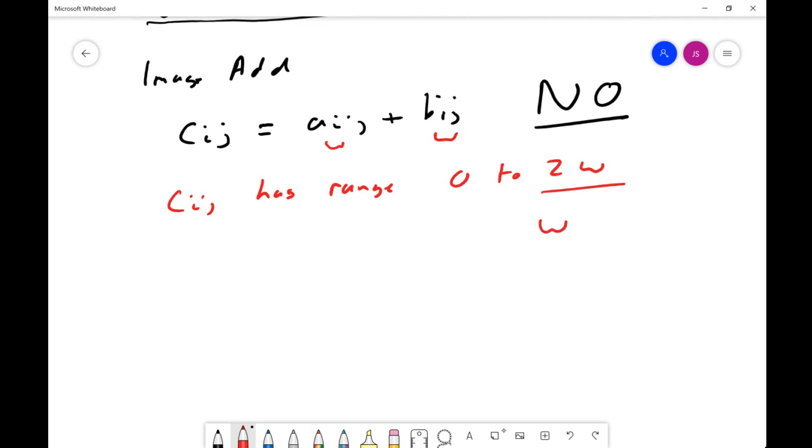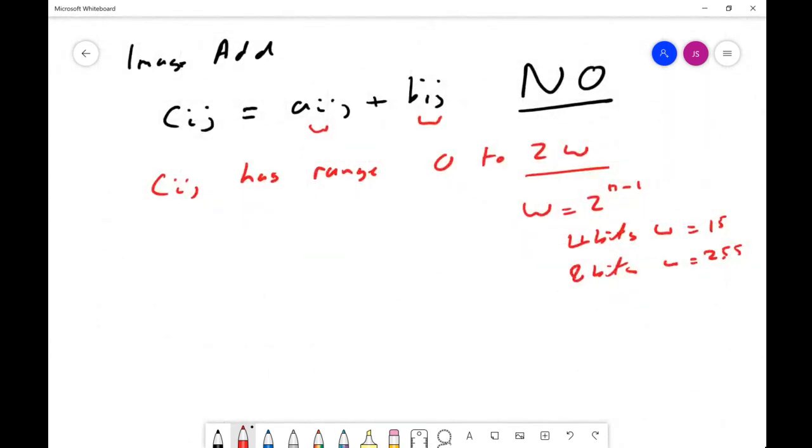And remember, W is equal to 2 to the n minus 1, where n is the number of bits. So for 4 bits, W is 15. And for real systems, which are 8 bits, W is going to be 255. Right, so instead of doing a simple addition, we have to apply a correction factor.